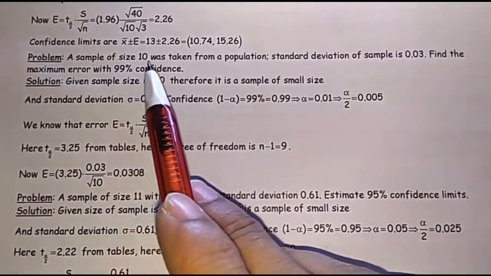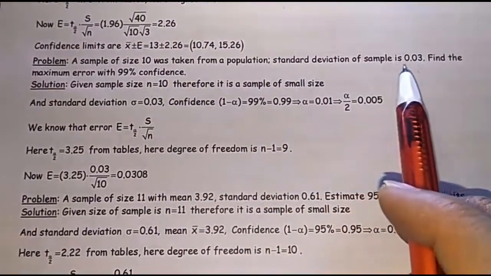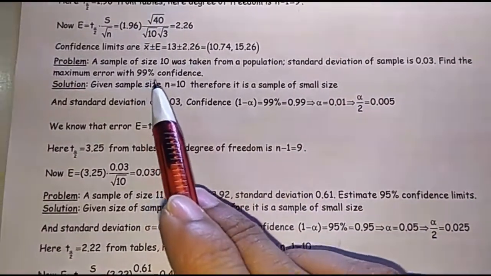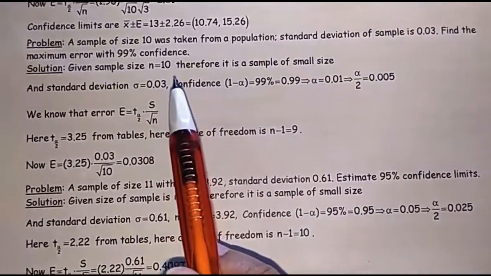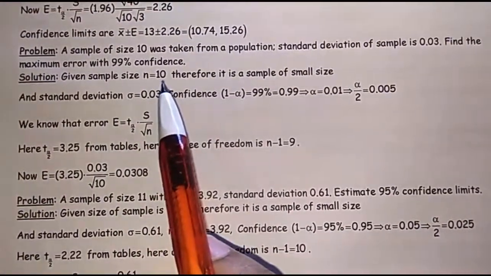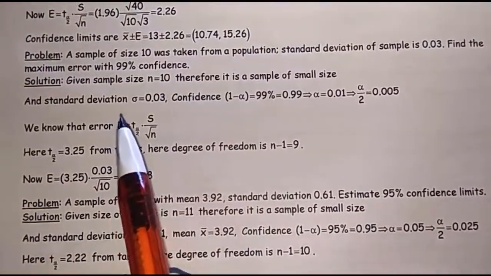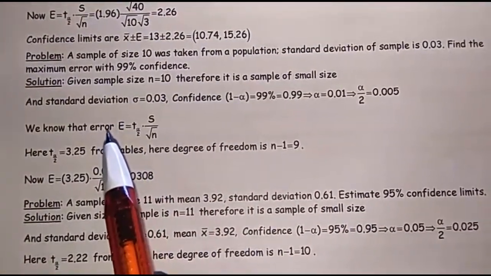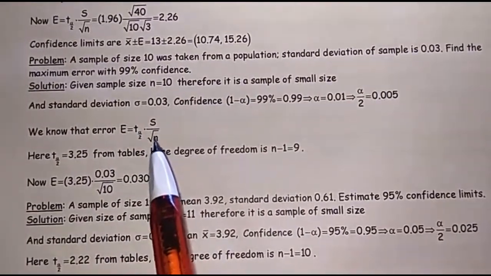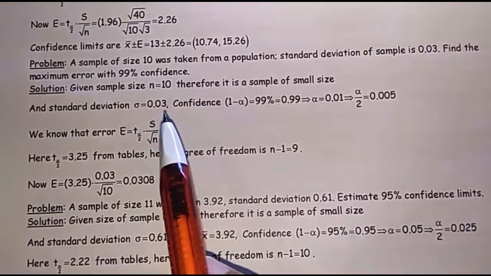Now take another example. A sample of size 10 was taken from a population with standard deviation of sample 0.03. Find the maximum error with 99% confidence. Here, the size of the sample is 10, which is less than 30, so it is a small sample. We have to find the standard error, that is E equals t alpha by 2 into s divided by root n. Here the given standard deviation sigma or s equals 0.03.